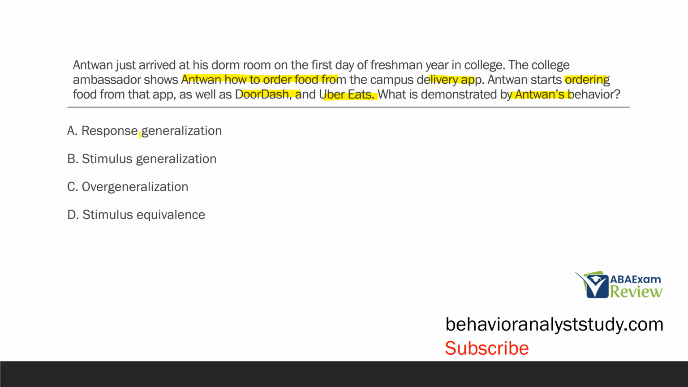Now, when deciding between response generalization and stimulus generalization, we want to ask ourselves, how many responses are we looking at? Because with response generalization, we're going to have more than one response. The responses are going to differ. With stimulus generalization, we're looking at a single response across different stimuli. So what is the response here? Well, the response is ordering food. Antoine can order food in the presence of the delivery app. He can order food in the presence of DoorDash and Uber Eats. He's not changing his response. The stimuli are changing. He's able to engage in the same response across all these stimuli. Antoine's behavior is demonstrating stimulus generalization.